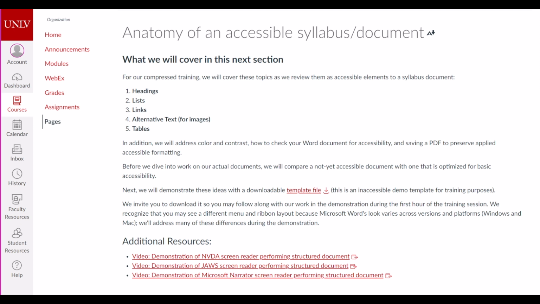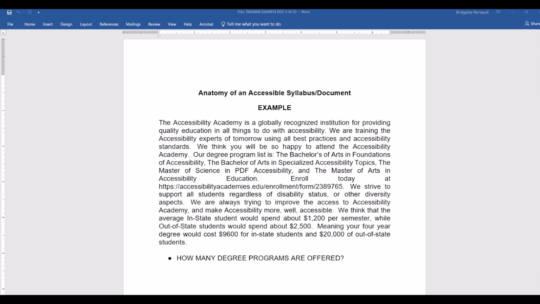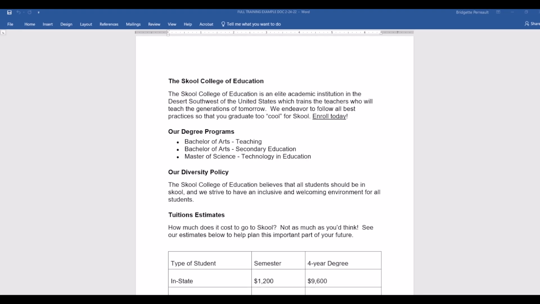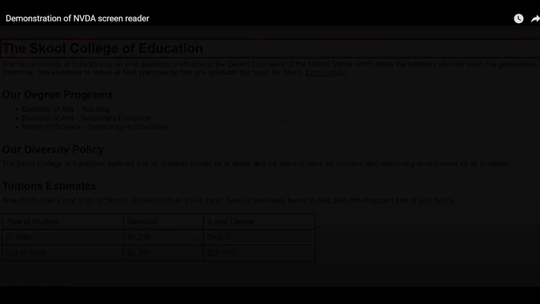Before we dive into work on our actual documents, we will compare a not yet accessible document with one that is optimized for basic accessibility. Here is an example of an inaccessible document. Here is an example of an accessible document. Here is a video demonstration of the NVDA screen reader reading an accessible document.